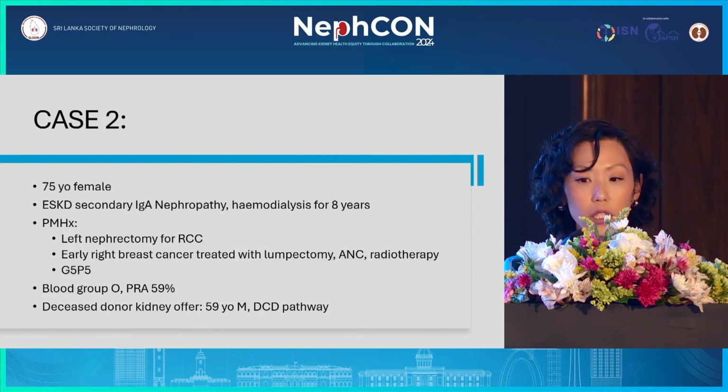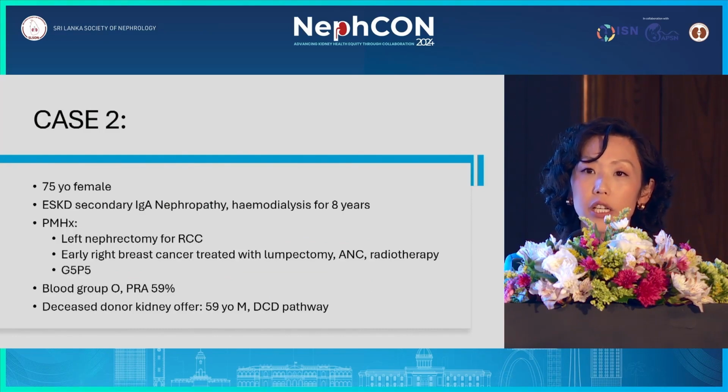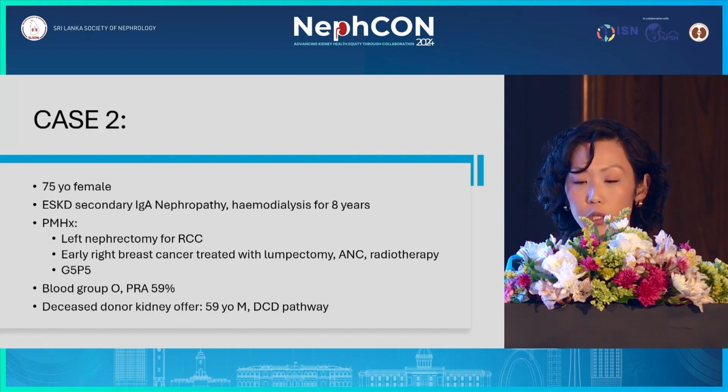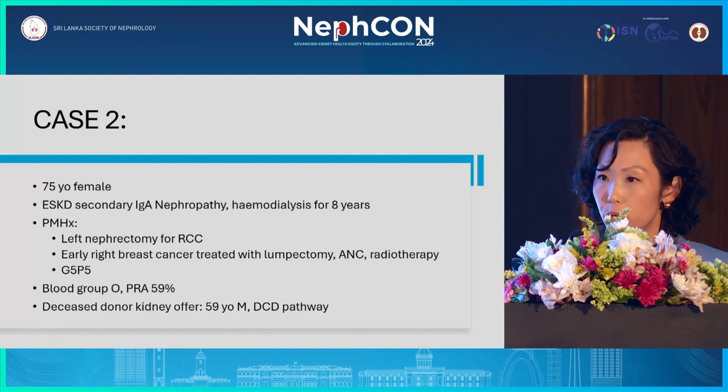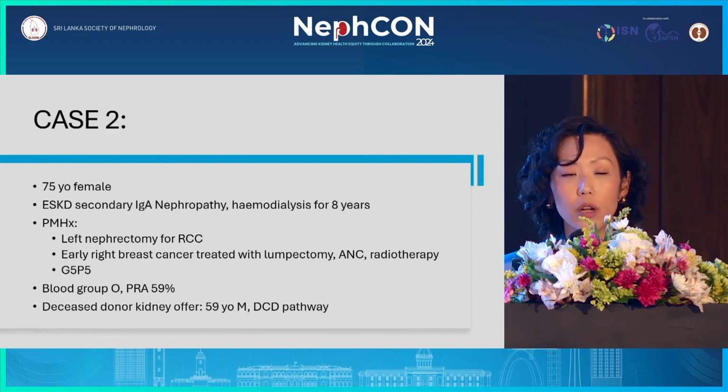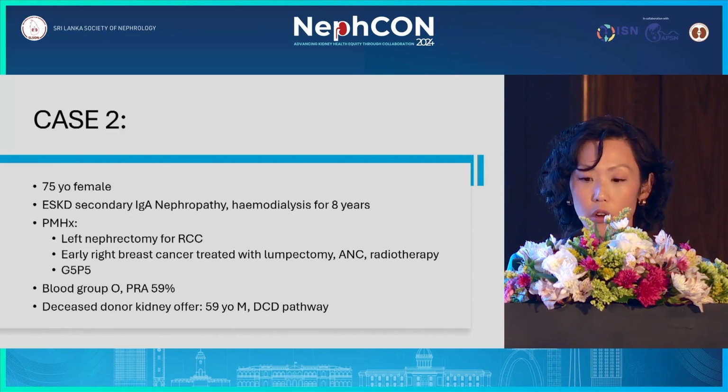In the second case, we have a 75-year-old recipient who has end-stage kidney disease secondary to IgA nephropathy. During the course of her monitoring and transplant workup, she was diagnosed with first a localized renal cell carcinoma and then an early breast cancer, both of which were treated but delayed her access to transplantation. Consequently, she had been on dialysis for 8 years by the time she received a kidney offer.